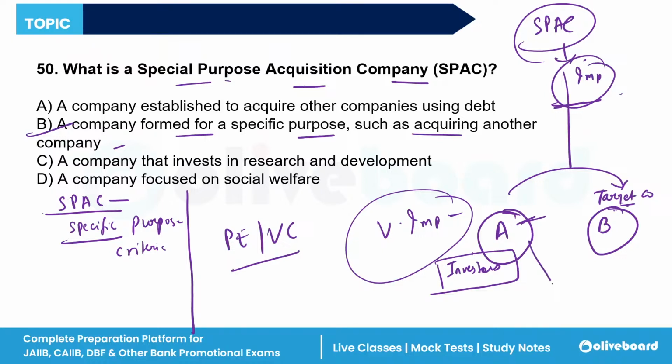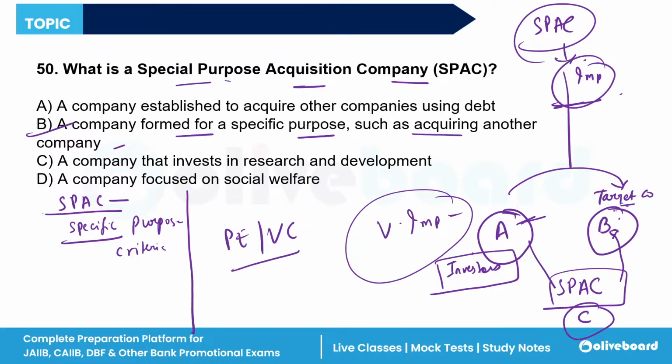So A has formed a new company named SPAC, let's say company C. The duty of C is to analyze all the requirements of the target company, what company A needs from it. C will see all the availability of company B, analyze all its performance, its growth, the previous year trends, patterns, everything. And if everything is good, C will acquire B.